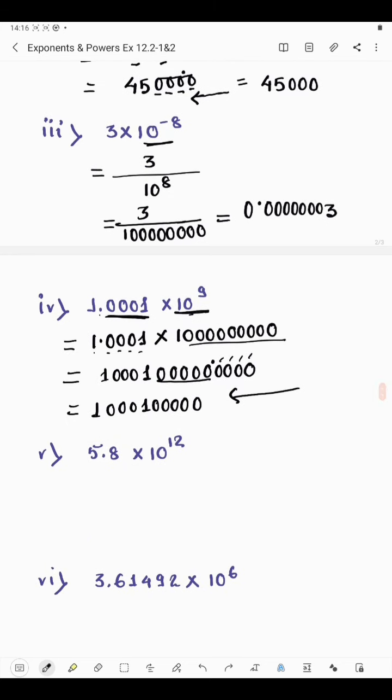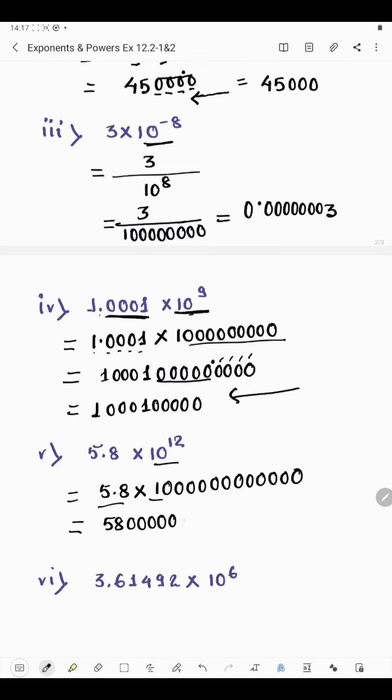Okay, now in the fifth part we have 5.8 into 10 raised to the power 12. So 5.8 multiplied by 10 raised to the power 12 means we will put 12 zeros. So 1, 2, 3, 4, 5, 6, 7, 8, 9, 10, 11, 12. Okay, now here we will have to multiply this with this. We will ignore point here, so if you ignore point, it will become 58. So 58 multiplied by 1 is 58, and then we have 12 zeros. So 1, 2, 3, 4, 5, 6, 7, 8, 9, 10, 11, 12.